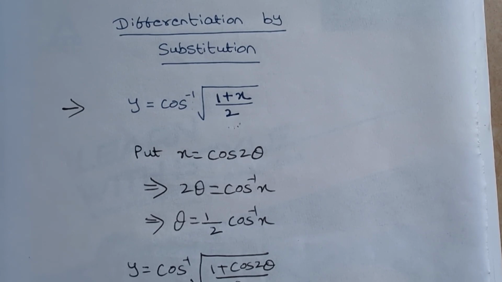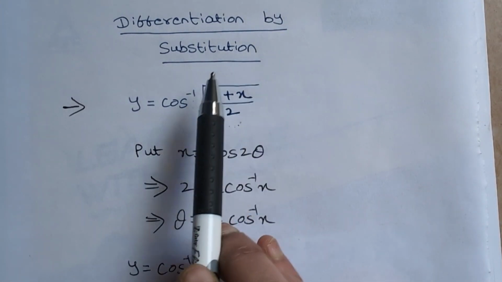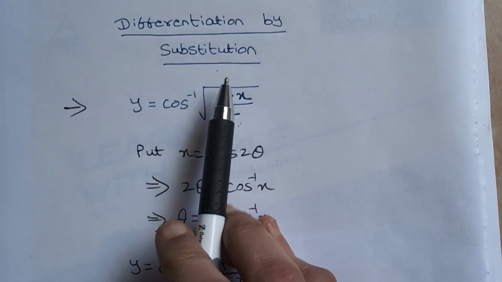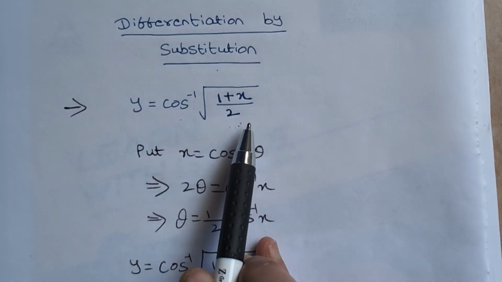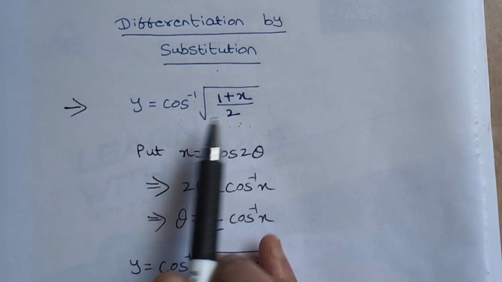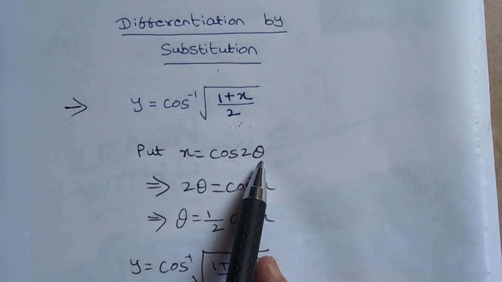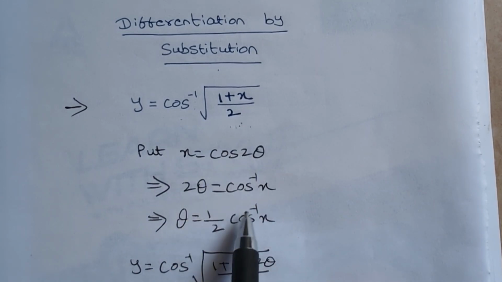Now in this video we will see some of the most important questions based on differentiation by substitution. Now when do we use substitution for differentiation? Mostly inverse trigonometric functions can be easily differentiated by using suitable substitution. So here I have solved few important questions. I'll explain these questions one by one so that the concept will be more clear to you.